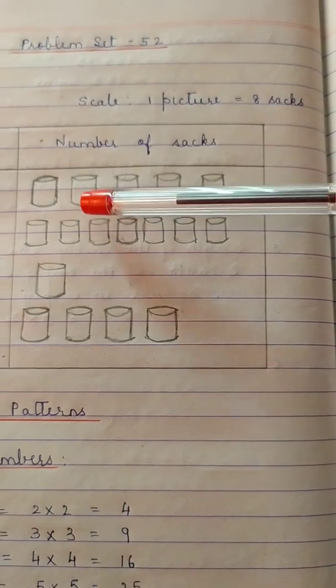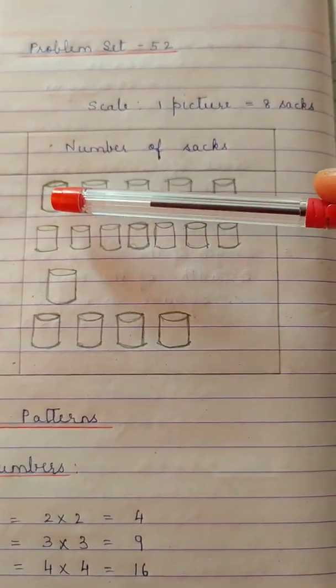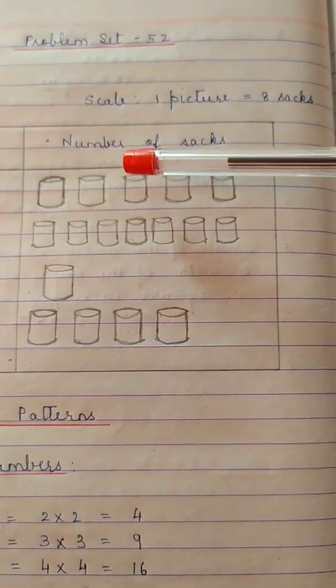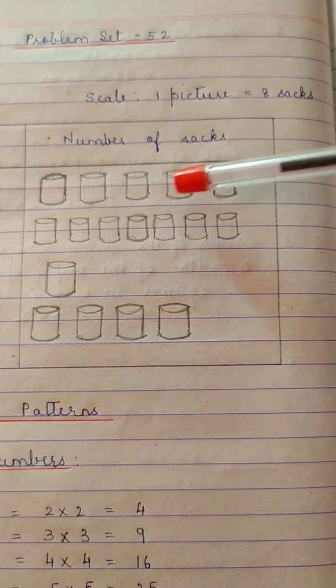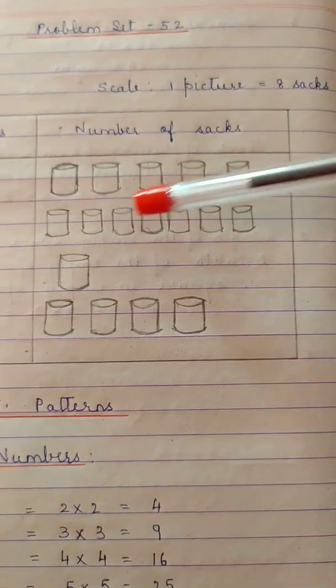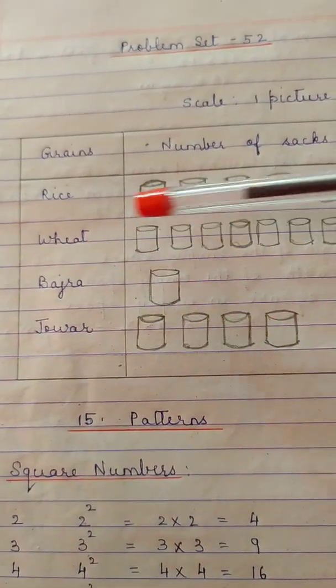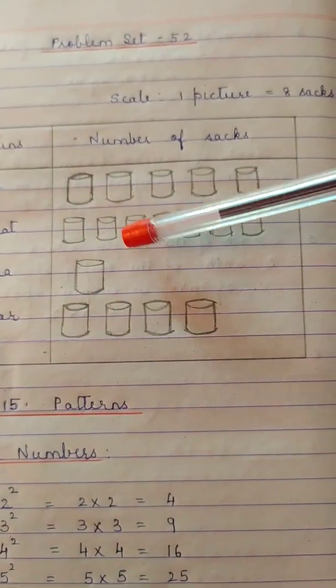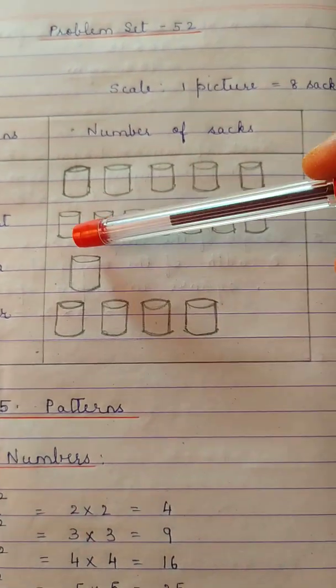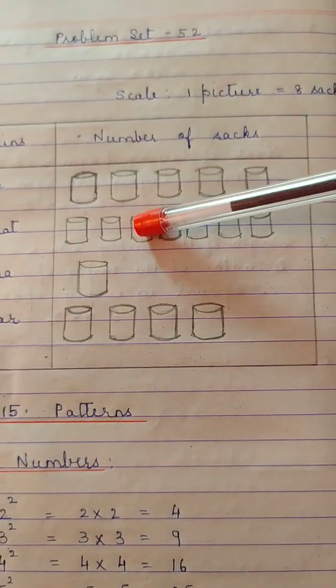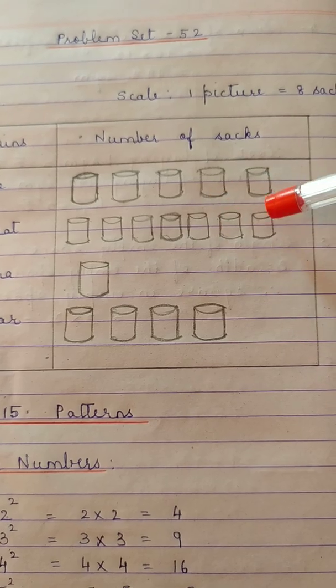So since each picture represents 8 sacks, 8 2s are 16, 8 3s are 24, 8 4s are 32, 8 5s are 40. Now here the number of wheat sacks is 56. So how many should I draw? 56 divided by 8 is 7. So 1, 2, 3, 4, 5, 6, 7.